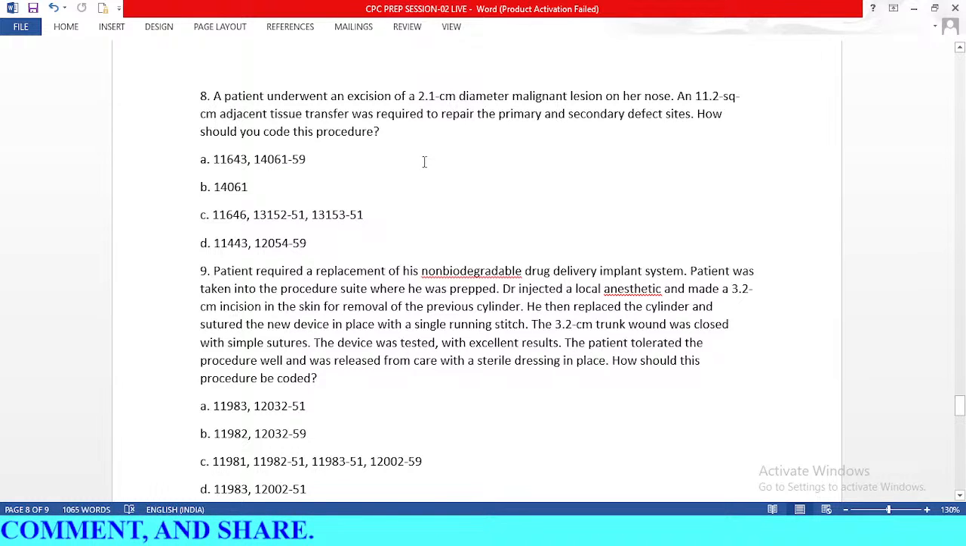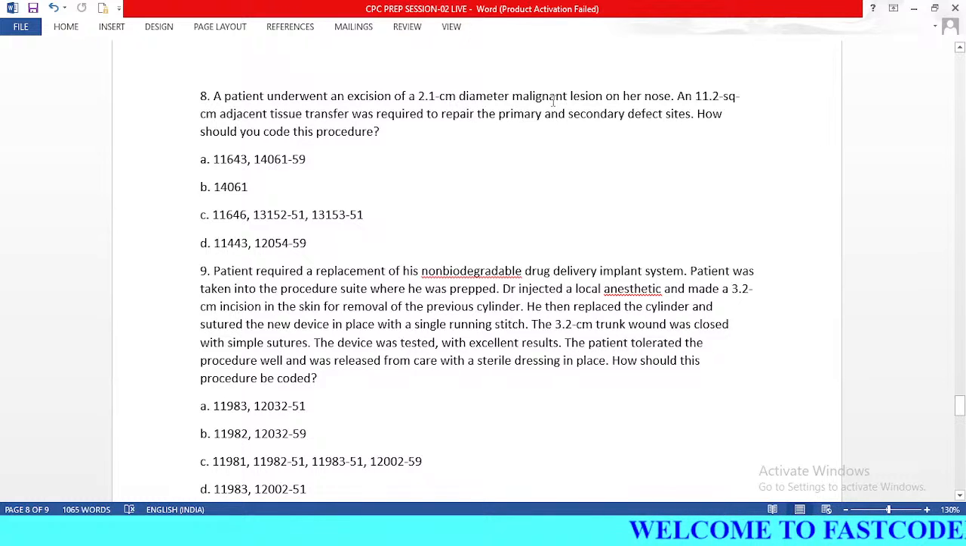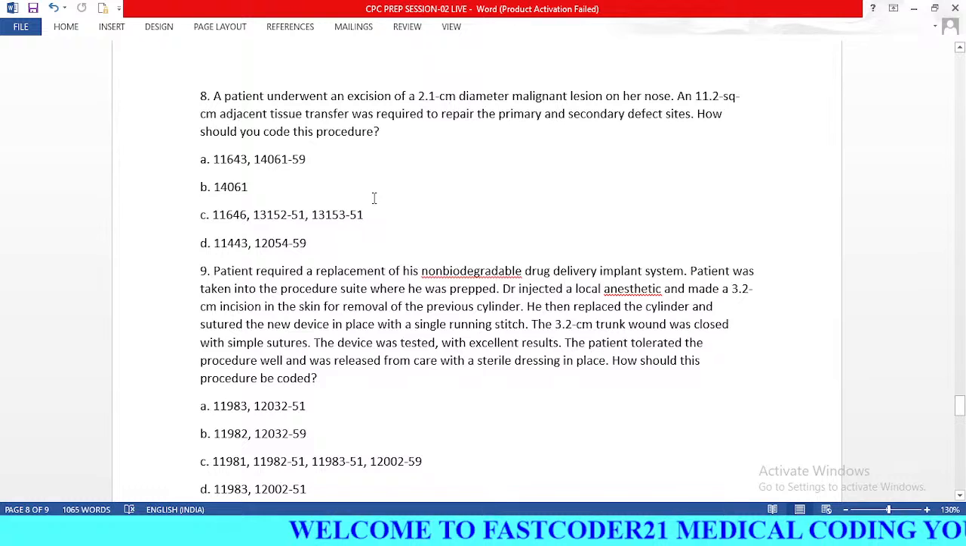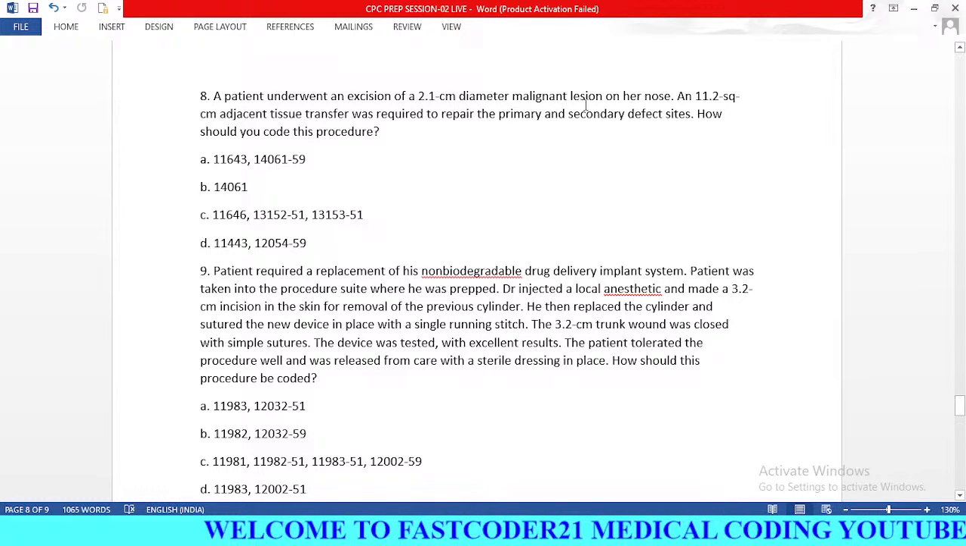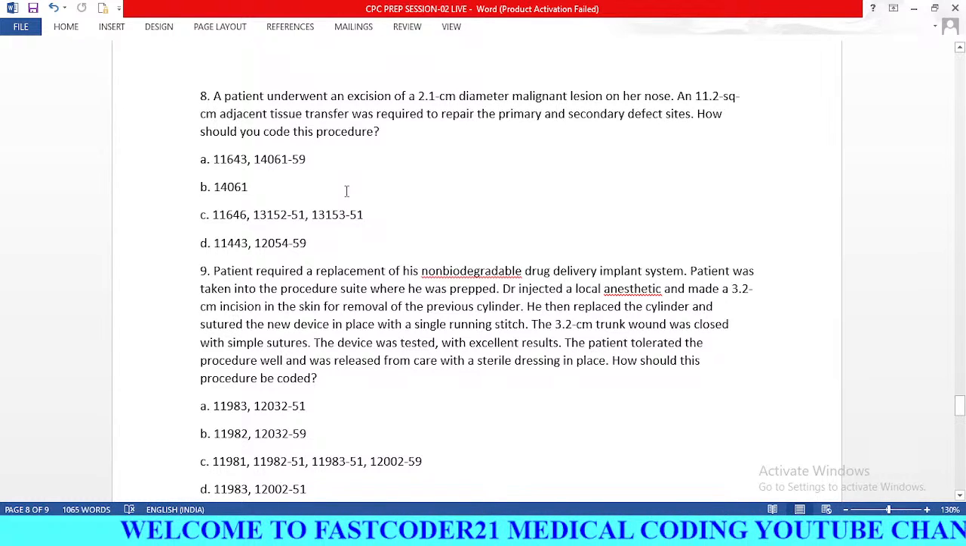Based on CPT guidelines, along with benign and malignant lesions, if the physician performs adjacent tissue transfer, we need to code only the adjacent tissue transfer. So here there is no need to code the malignant lesion on her nose. Here our answer is 14061. We do not need to code the malignant lesion excision code here.